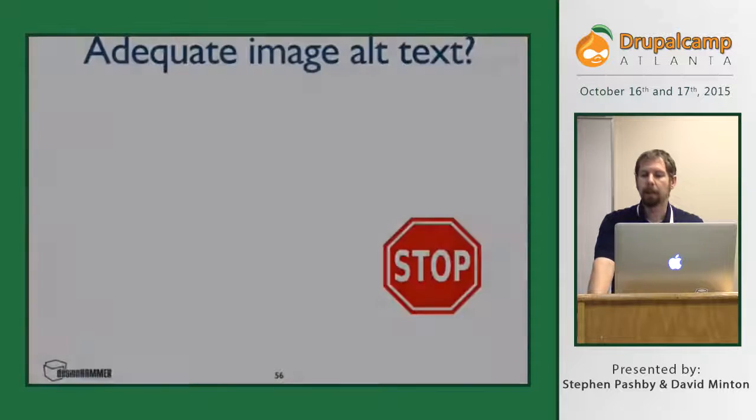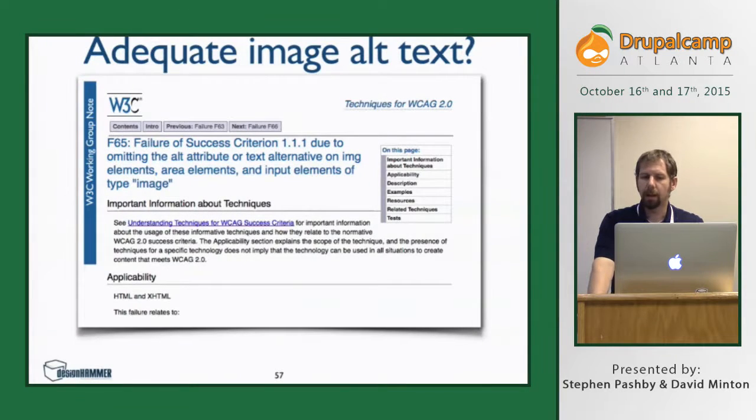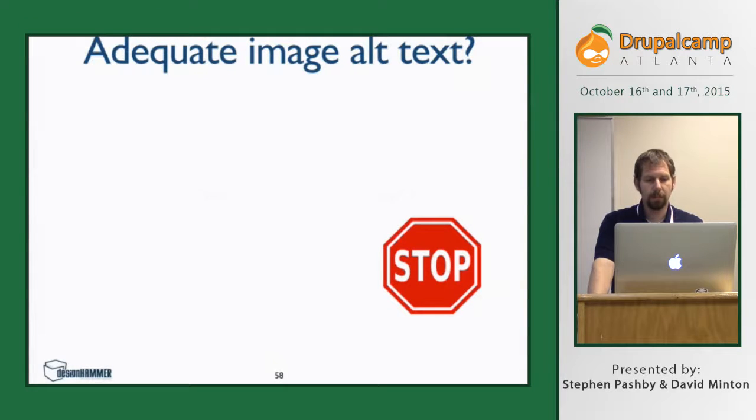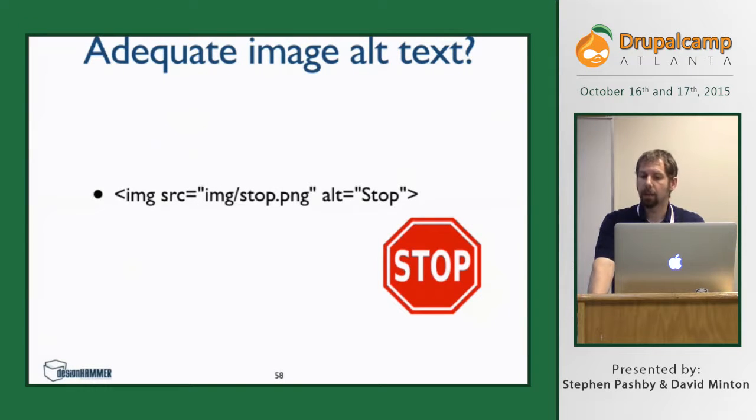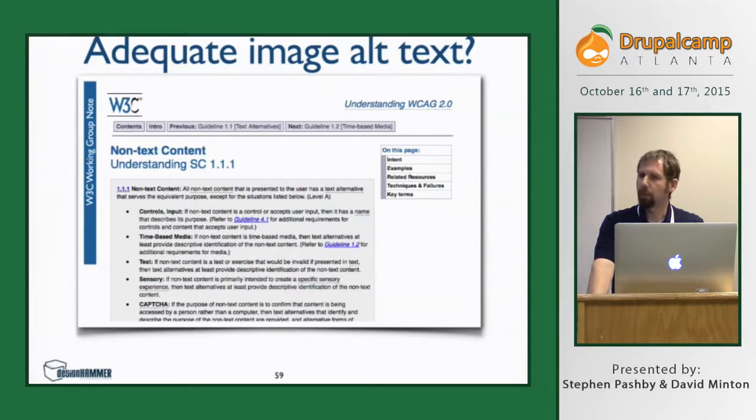All right? So let's look again. So now we have an alt element, but it's blank. So it's going to fail the tester. And again, this fails compliance. All right. So let's look again. So now we have it with stop. So we have an alt image. It's a conditional pass to the tester in that the tester says, well, you have something there, but I don't know if it's relevant. And compliance, this passes. This indicates the same meaning. Right? So that's appropriate for non-text content.